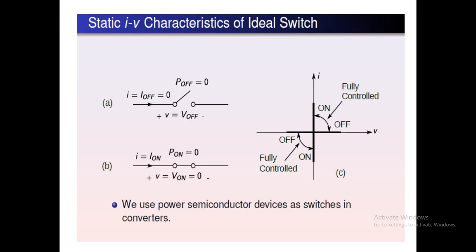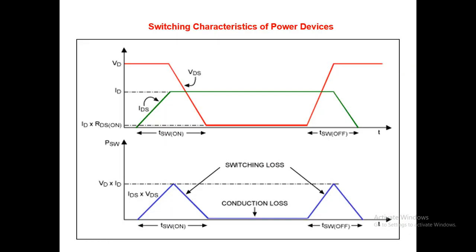So for the transition, we have to study the switching characteristics of the devices. The switching characteristics can be called the dynamic characteristics of the devices. Here the first plot represents VD, the voltage across the device, and ID, the current through the device. At the time t equal to 0, the device will be in the off condition, so the voltage will be existing and the current will be 0.